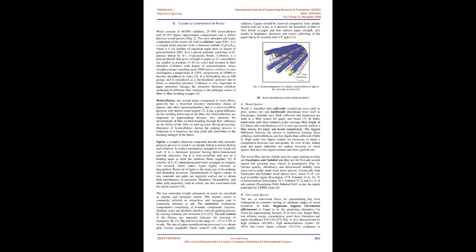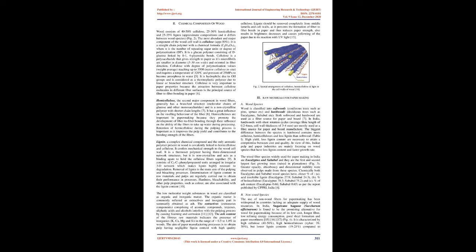2. Chemical composition of wood. Wood consists of 40 to 50% cellulose, 25 to 30% hemicellulose, and 25 to 35% lignin, approximate compositions, and it differs between wood species, Fig. 2. The most abundant and major component of the wood cell wall is cellulose, approximately 50%. It is a straight-chain polymer with a chemical formula (C6H10O5)n, where n is the number of repeating sugar units or degree of polymerization, DP. It is a glucan polymer consisting of D-glucose linked by β-1,4 glycosidic bonds.